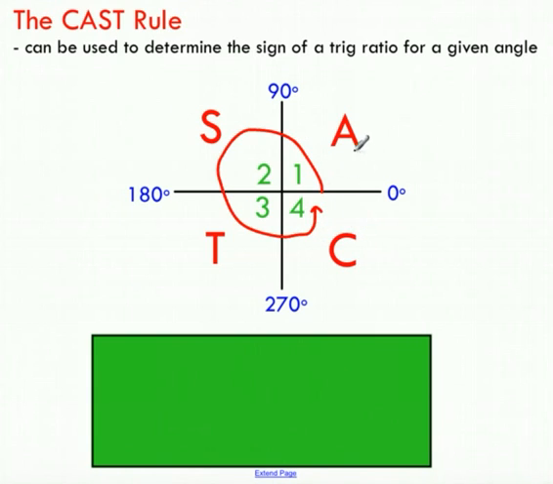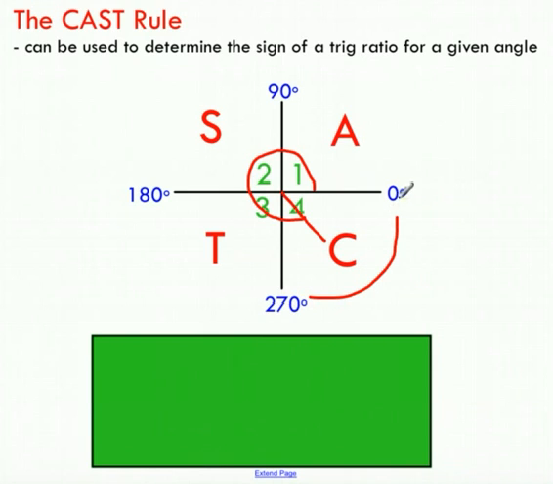So you can see that spells CAST. Now CAST tells you where the trig ratios are positive. If you have a terminal arm that has rotated all the way around and landed in the C quadrant, that tells you that only cos is positive here. So if your angle is the cos of, let's say, 275, we know that's going to be a positive number. 275 is between 270 and 360, where our terminal arm begins at 0 again.